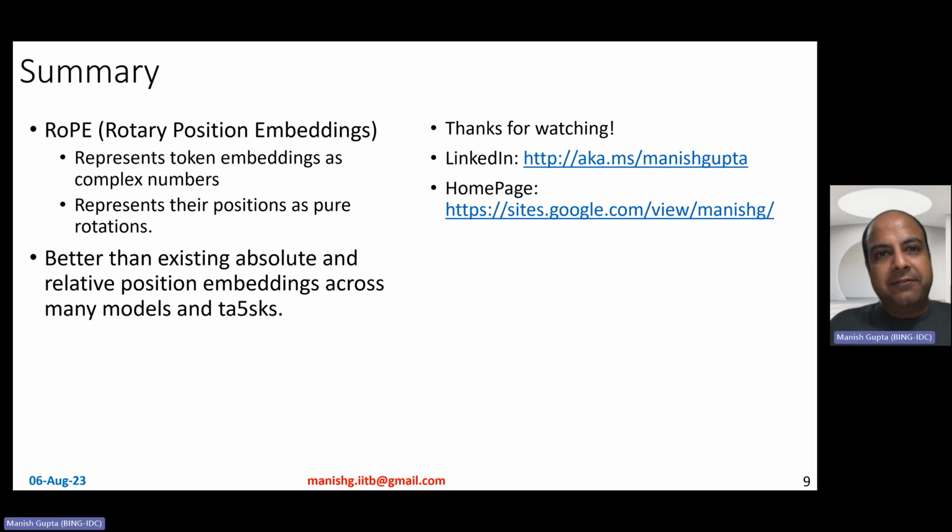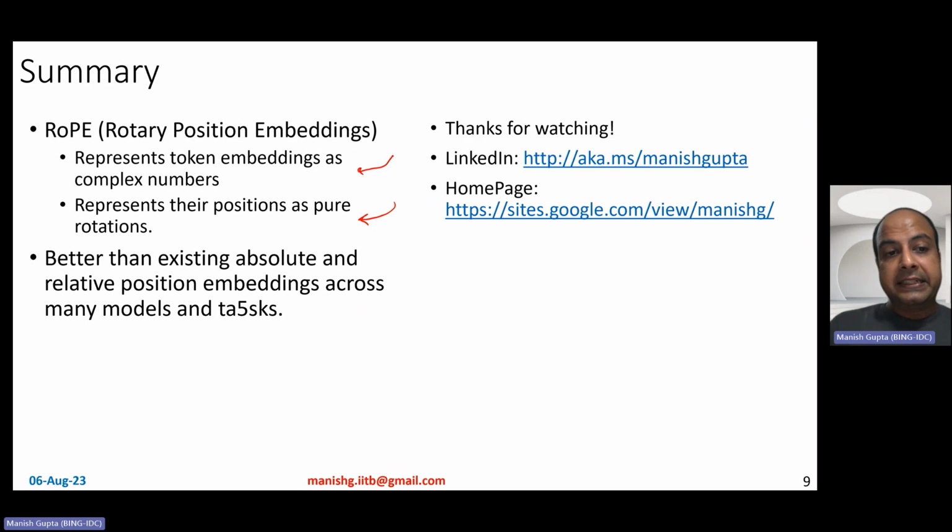Okay, so that's the video. Let me summarize. So RoPE is rotary position embeddings. It sort of represents token embeddings as complex numbers and represents their absolute positions as pure rotations. And it exploits the dot product property of self-attention so as to encode relative position information between the query and the key.